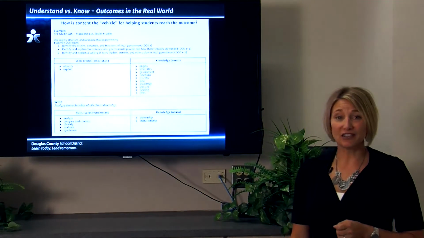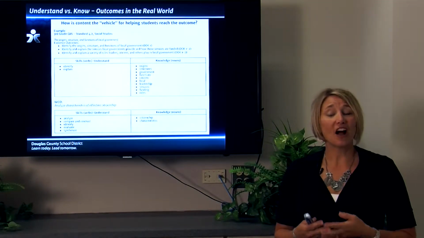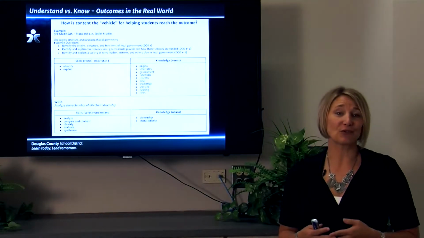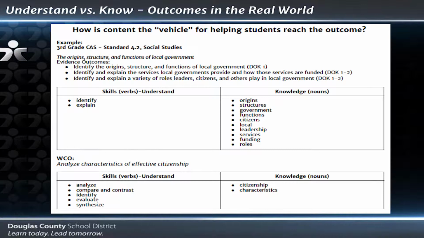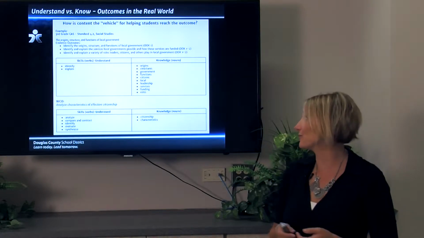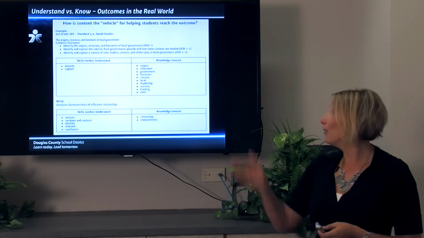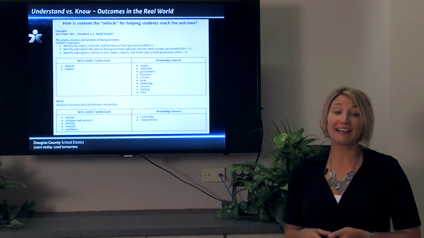The example that we're going to use today will be focusing on a Colorado academic standard for third grade social studies, standard 4.2 to be exact. Please understand that standards are not the only content option, but they are a place where many teachers feel comfortable and they have a great deal of resources. Now for this example, we'll look at the standard and the evidence outcomes.